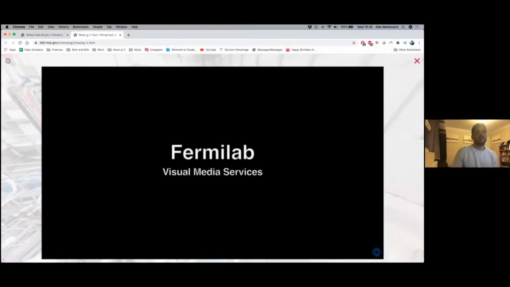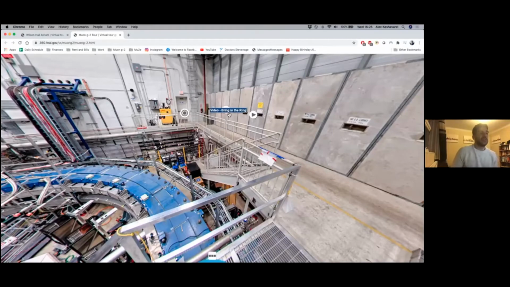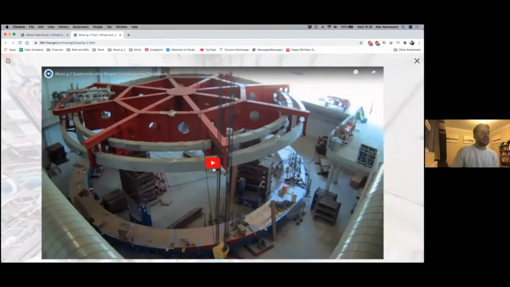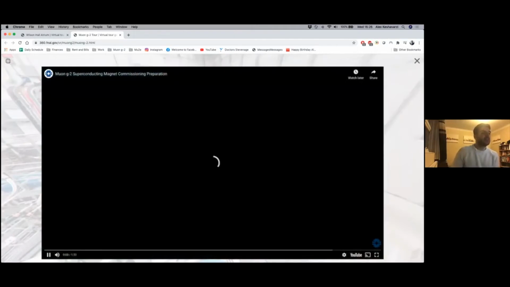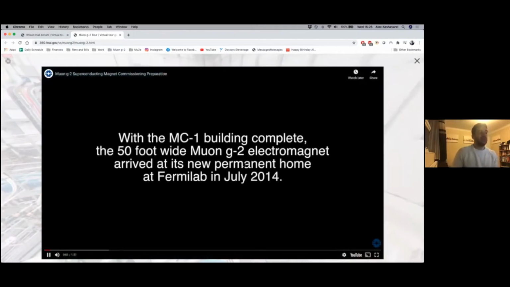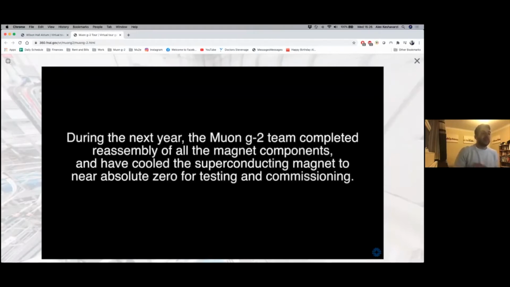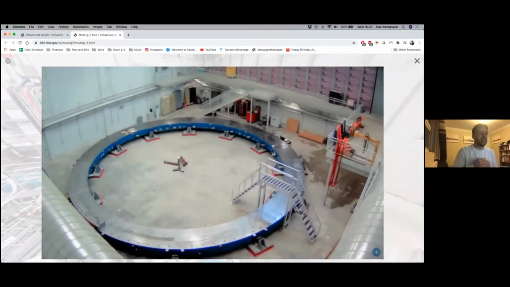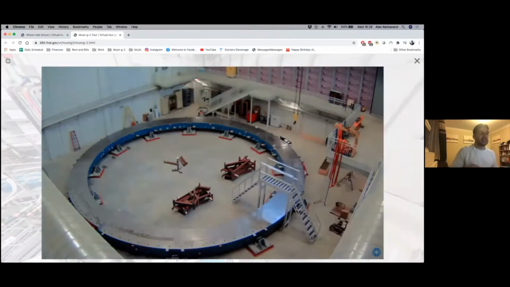There we are. And then once it was transported, it had to be brought into the ring itself. And so this is a video here which was a recording of when the ring was actually brought into the MC1 building. They had to build all the cryogenic systems and everything, get it ready for testing and commissioning. And so you can see that they had to build this structure.